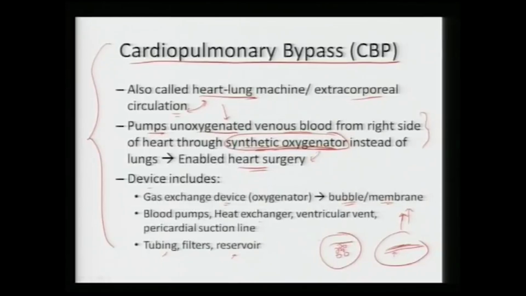In bubble type, there is a release of oxygen bubbles, which go and react with the venous blood to exchange oxygen, or it can again be membrane type. But the bubble type starts creating froth, so it needs a defoamer, whereas membrane type is much softer in operation, but it is very complicated as well. It requires much more complicated devices to take care of this exchange of oxygen and passing of the blood. It also requires other devices such as blood pumps, heat exchangers, ventricular vents, filters and reservoirs, and so on, in order to carry out this cardiopulmonary bypass. So we can see how complicated this process is in terms of utilizing a bypass.